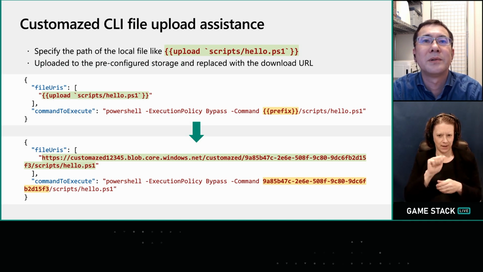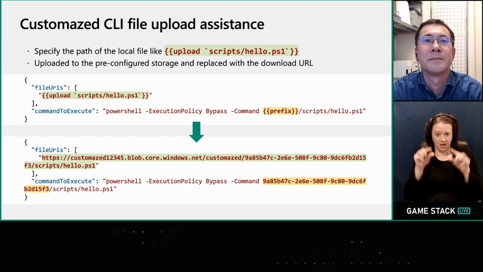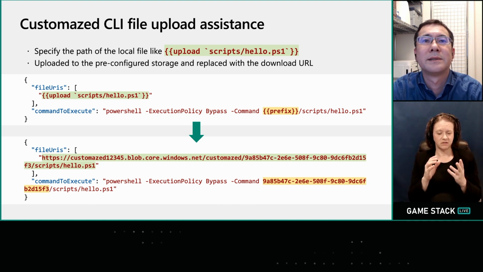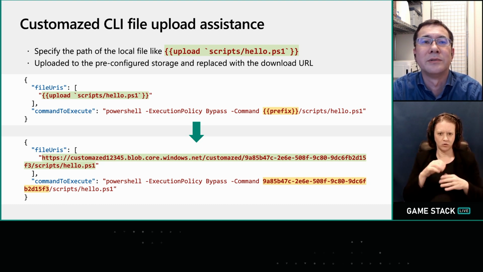Here's an example of how file upload assistance works. The highlighted text is processed by Customazed CLI. You can embed the upload function in the Go language template syntax in JSON configuration files. It recognizes the path of the local file, uploads it to the pre-configured storage, then replaces it with the download URL.